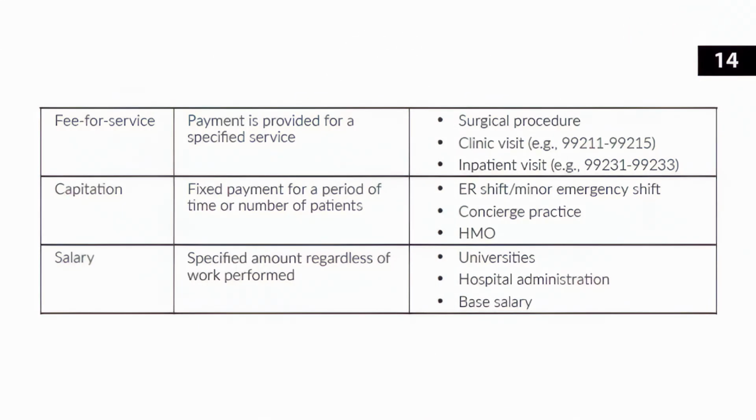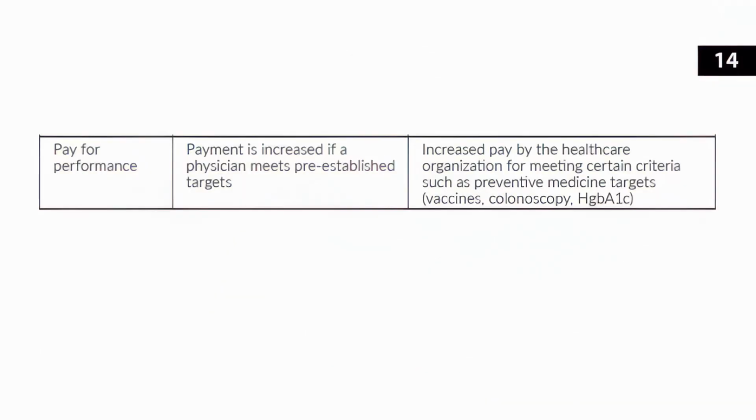Salary is where the physician is paid a specific amount regardless of the amount of work performed. This is common in university hospitals. If a physician at a university hospital is taking care of patients and teaching, how do you compensate for teaching? How do you determine what is a fair reimbursement for the teaching time? Most physician educators are given a base salary, and that covers their fair compensation. Pay for performance is where the physician earns more if he or she meets pre-established targets.